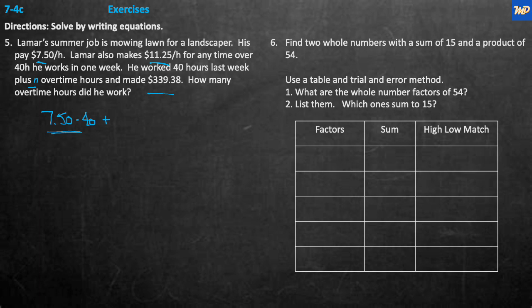And his overtime pay is N hours at $11.25 an hour. So now we have $11.25 times N, the number of hours that he's going to work. We had to come up with some hours, N hours. So $7.50 times 40 plus $11.25 times the number of overtime hours should equal $339.38. That's what they're saying. Find the number of hours he worked in overtime. How many overtime hours did he work?